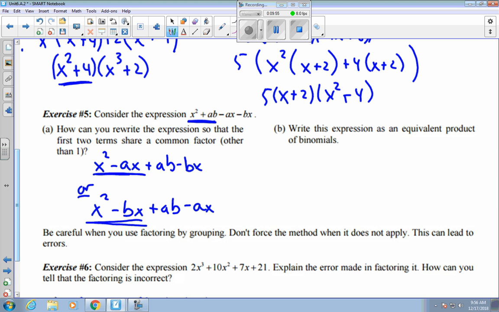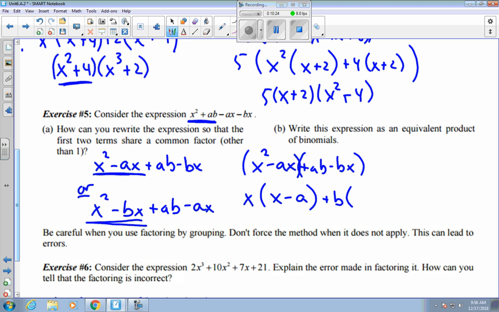Now, write this expression as an equivalent product of binomials. You can use either one. So if I use x squared minus ax plus ab minus bx, group the first two, group the second two. Take out the x, and I am left with an x minus a. In the next one, this is where it's going to get a little tricky. I'm taking out a b, and it's an a minus x. So you can see there's a slight difference here.